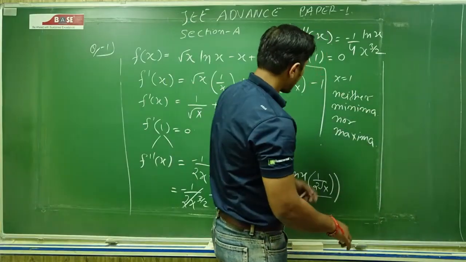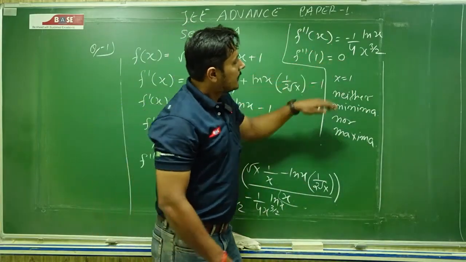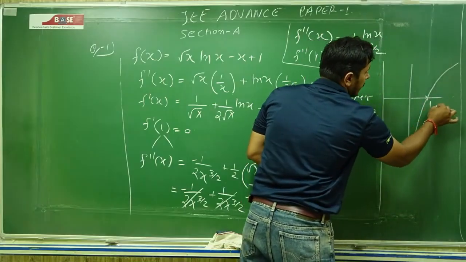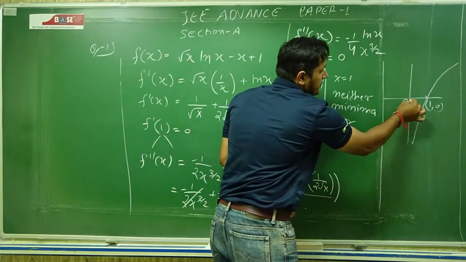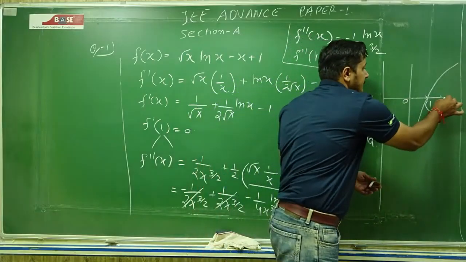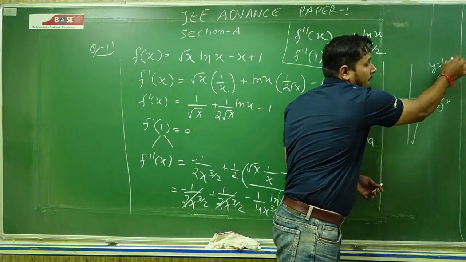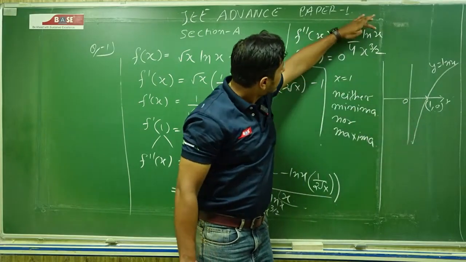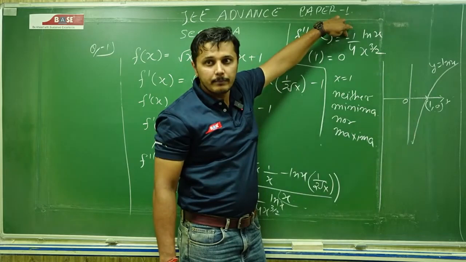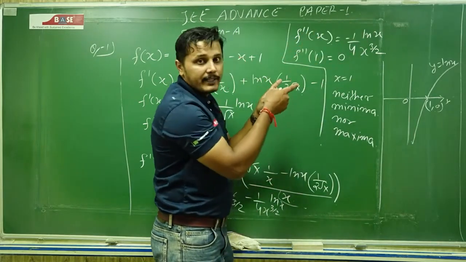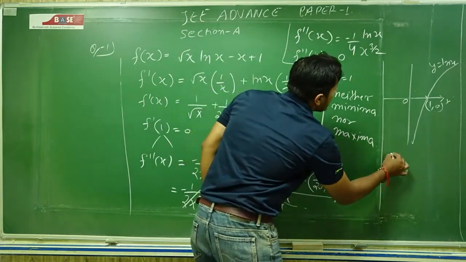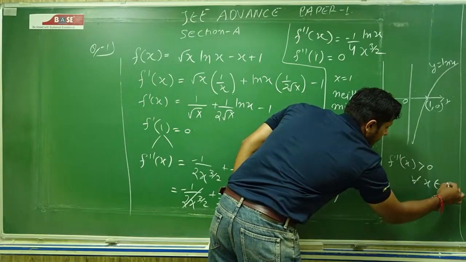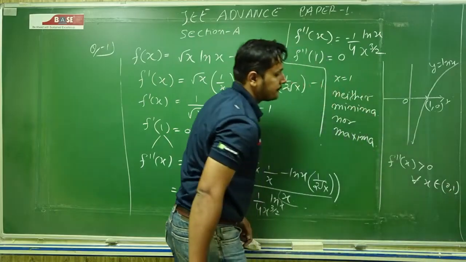Okay, this one. If we draw the graph of ln x, it is like this, and this is the point (1, 0). For any value of x, y is equal to ln x. For any value of x between 0 and 1, this is negative. So this quantity is negative. Negative into negative is positive. That means f double derivative is positive.